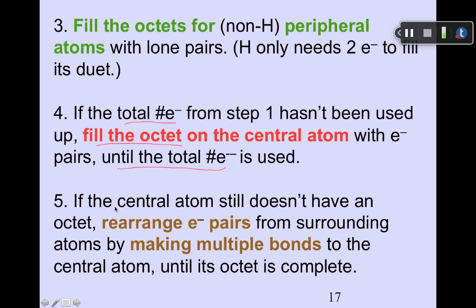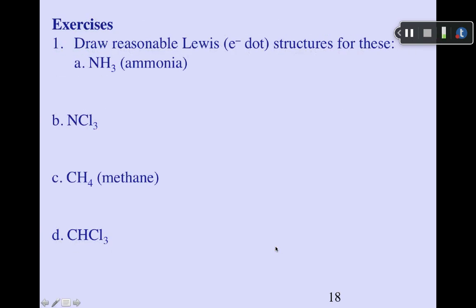Sometimes, having followed all these steps, the central atom still doesn't have an octet. Then you will need to follow the next step, and it doesn't happen every time: rearrange electron pairs from surrounding atoms to make multiple bonds until you have an octet for each of the atoms in the formula. These rules make a lot more sense if we do examples. So let's try to draw some structures for a couple of compounds and use those rules to do it. There are 2 ways to go. With the examples we did in Chem Activity 13, you could simply go by Lewis dot structures for individual atoms and combine them and still get there quite successfully.